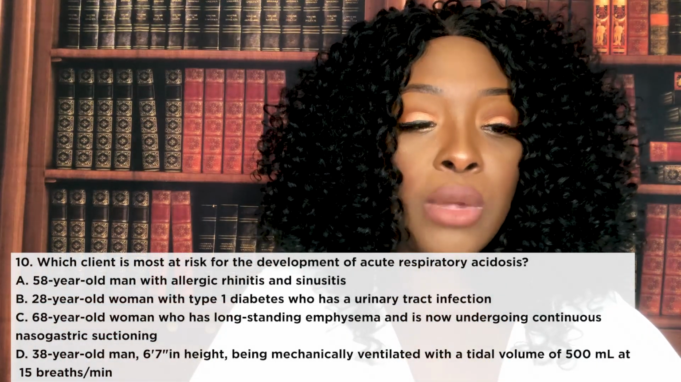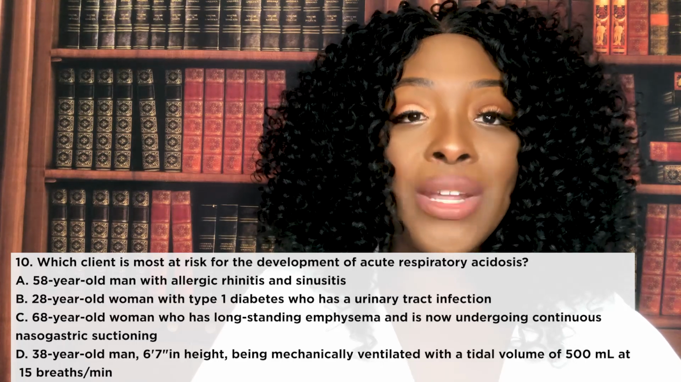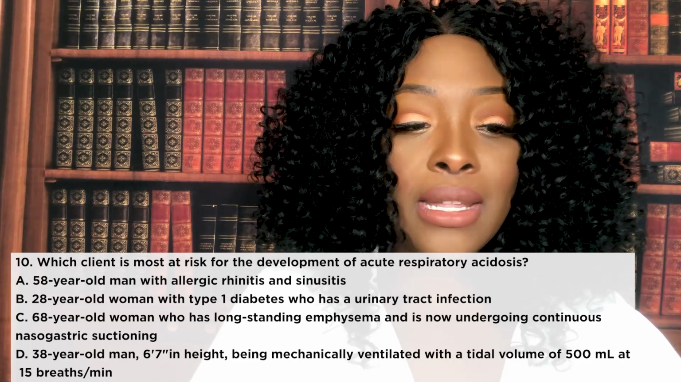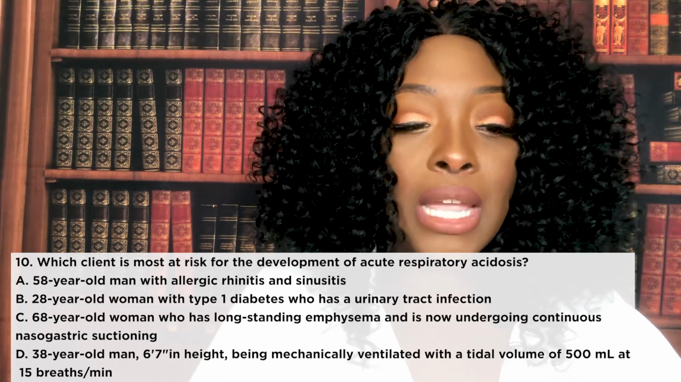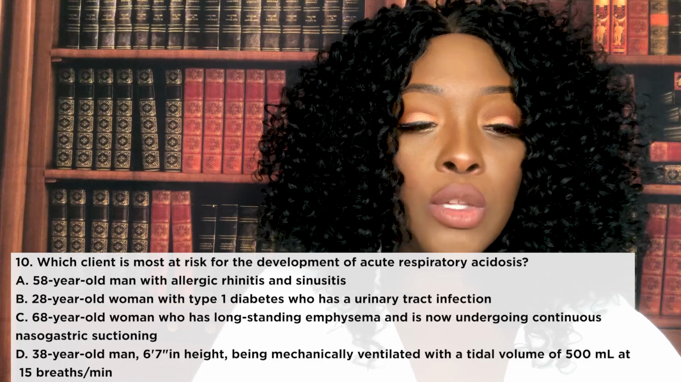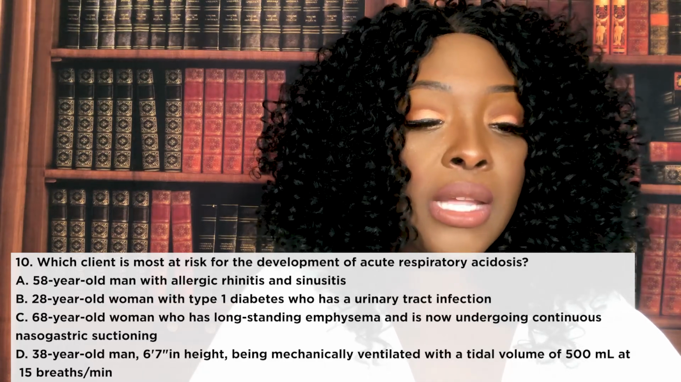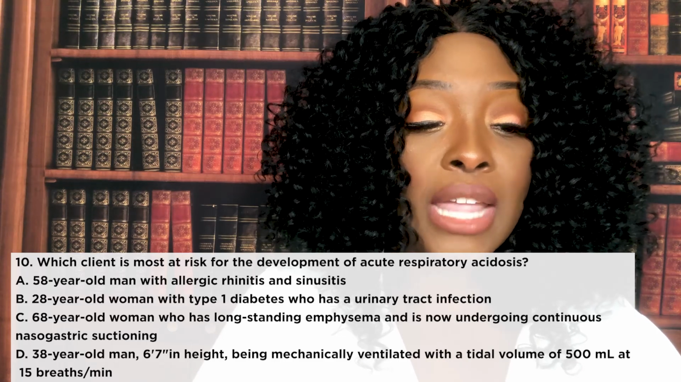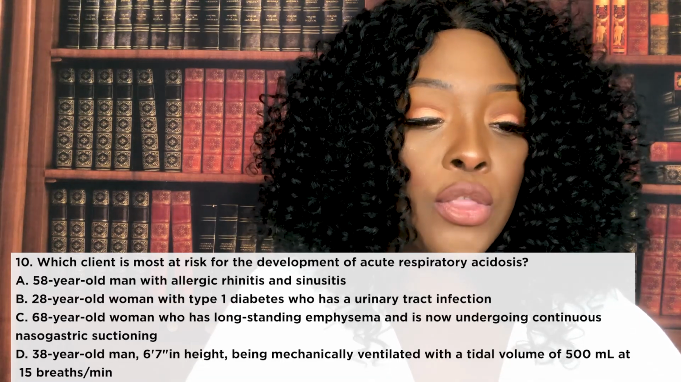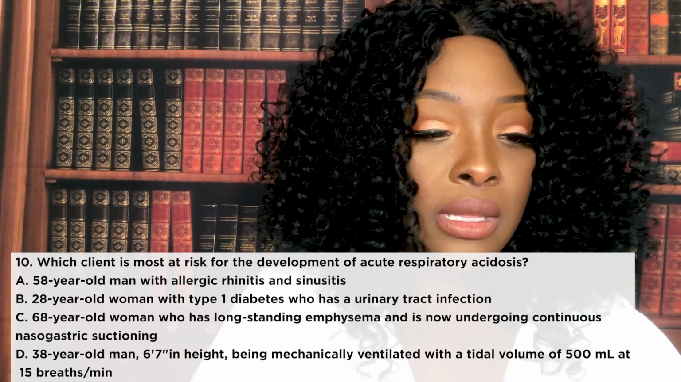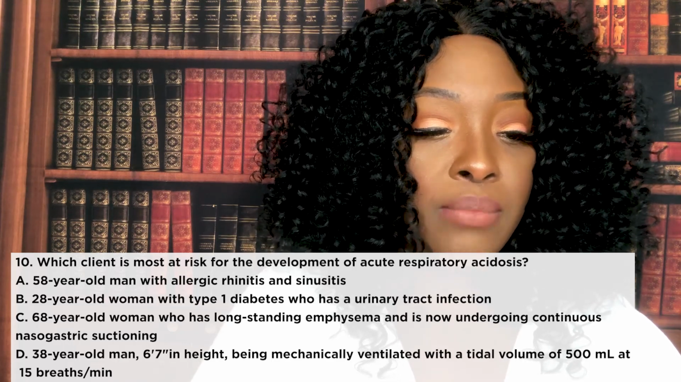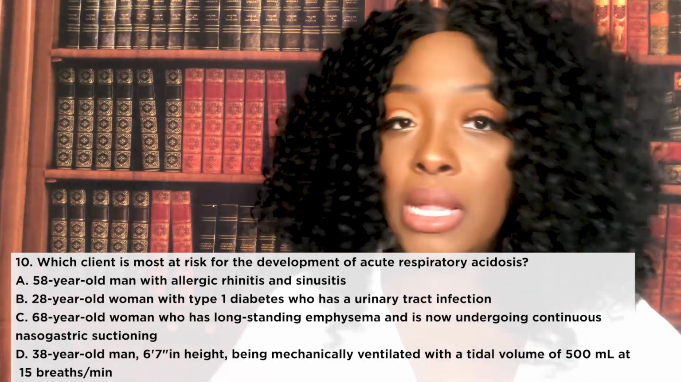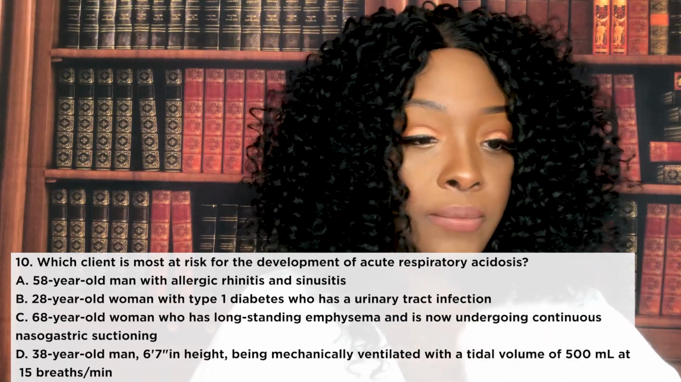Which client is most at risk for the development of acute respiratory acidosis? A, a 58-year-old man with allergic rhinitis and sinusitis. B, a 28-year-old woman with type 1 diabetes who has a UTI. C, a 68-year-old woman who has longstanding emphysema and is now undergoing continuous NG suctioning. Or D, a 38-year-old man, 6'7" in height, being mechanically ventilated with a tidal volume of 500 mLs at 15 breaths per minute. I'll give you guys a moment to think of your answer.